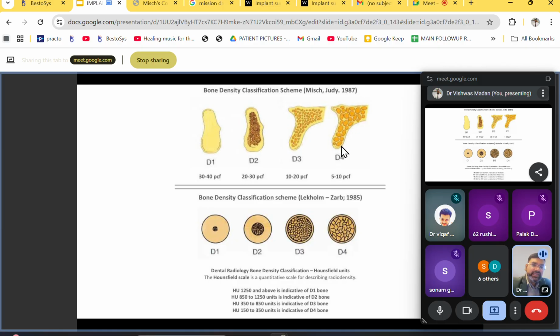porous bone. So D4 is less dense, less mineral content, more bleeding, more blood supply, so it appears less like bone, less feeling like bone. It will feel as if it's very mushy. Okay, and when we drill into a D1 bone, it feels really hard. It feels like you are drilling into a cement block.